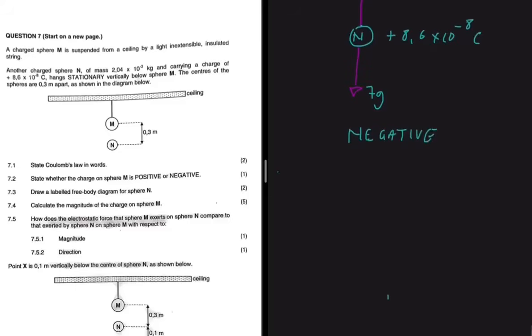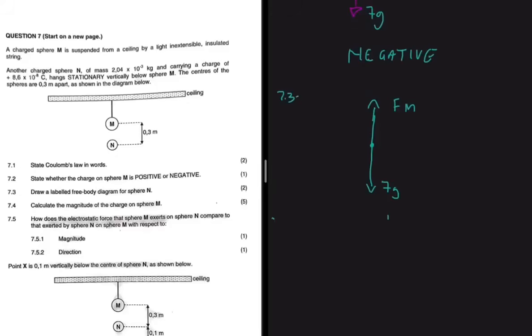Then 7.3, we have to draw a labeled free body diagram for sphere N. We already have a body diagram. Now we just need to make it free. So for sphere N, we have FG pulling it down, and then we have the electrostatic force due to sphere M pulling it up. They are balanced, so that is why sphere N is stationary. It's not moving up or down. It's just hanging in there.